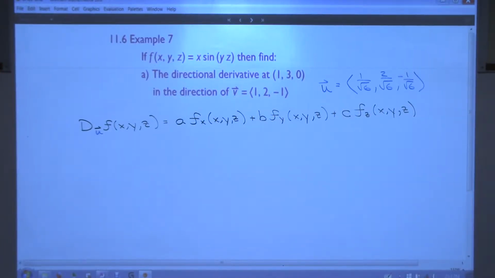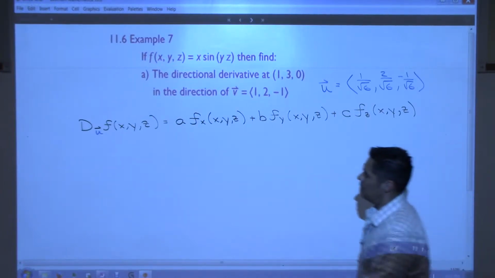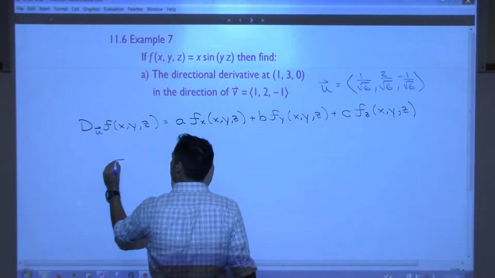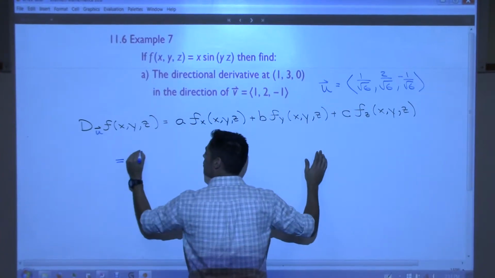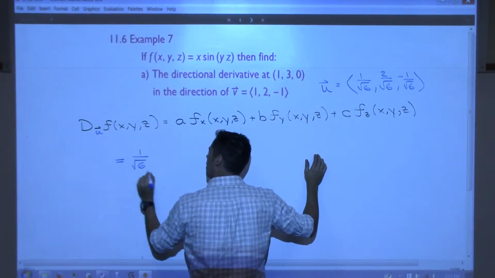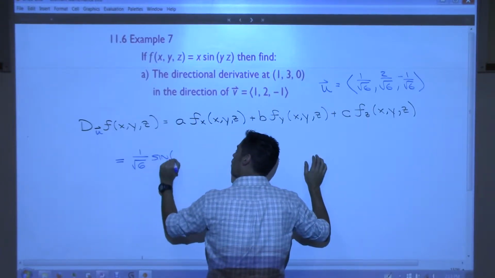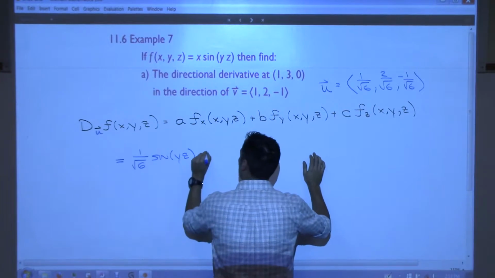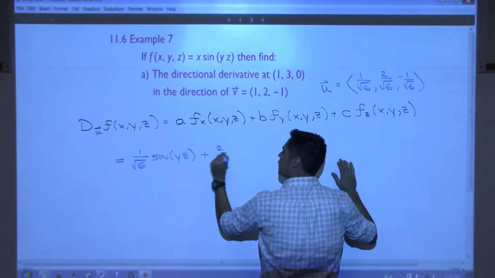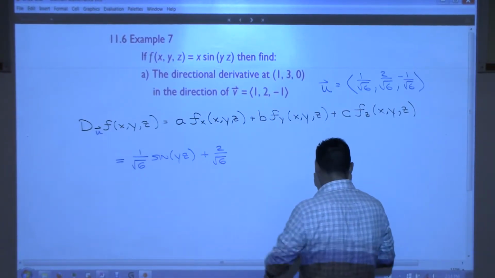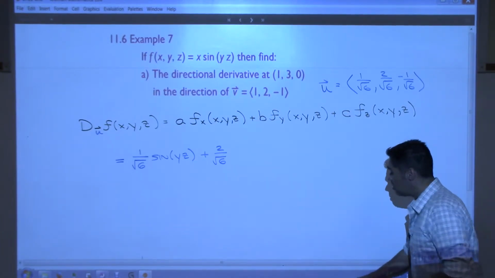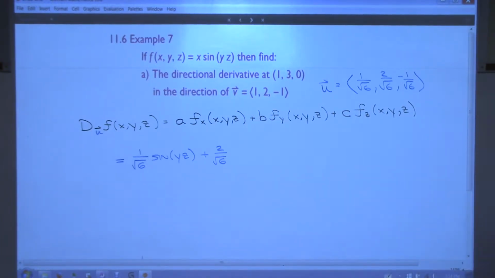Then I need partials. Are we going to do partials on that? That's going to be pretty easy, I think, hopefully. Let's go ahead and start writing this down. A is 1 over root 6. And partial of f with respect to x is sine yz. Then I have plus b, which is 2 over root 6. And then partial of f with respect to y, which is x cosine yz times z.